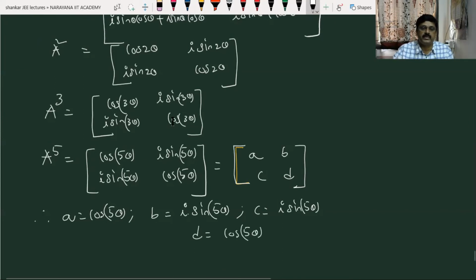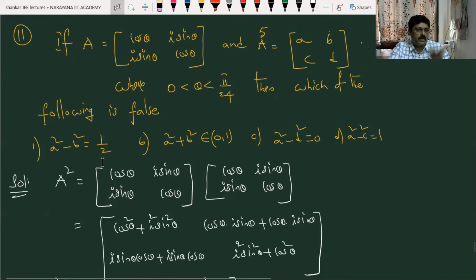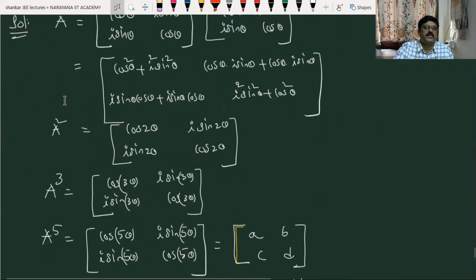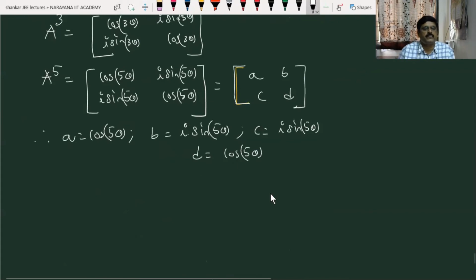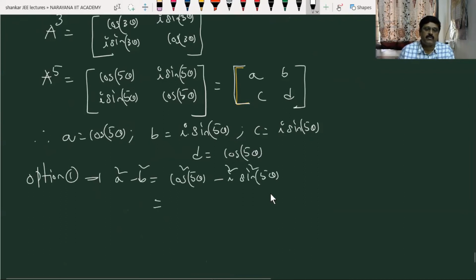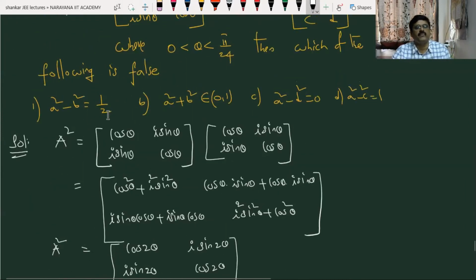Now the question is, which of the following is false? First option, A square minus B square. A square means cos square 5 theta minus B square, which means minus i square sin square 5 theta. So you have 1, students, but they gave A square minus B square is equal to 1 by 2. So the first option is undoubtedly false. So the remaining three options definitely will be correct.